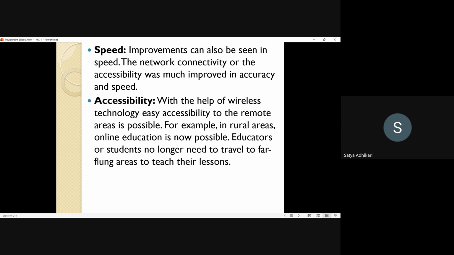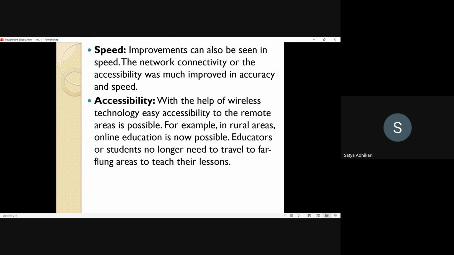Speed also. Another advantage is speed. Improvement can also be seen in speed. The network connectivity or accessibility was much improved in accuracy and speed. So the speed is also faster than the wired network.